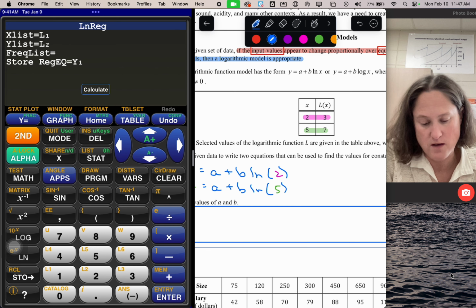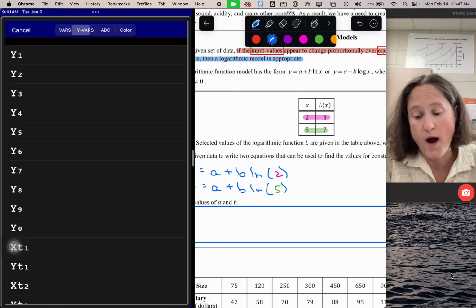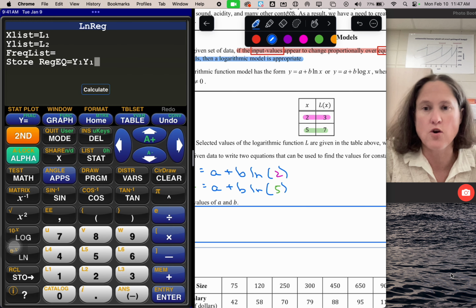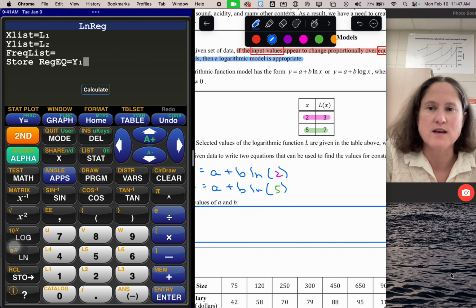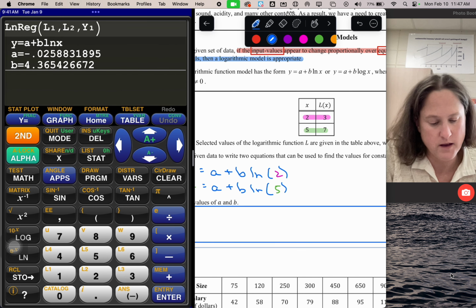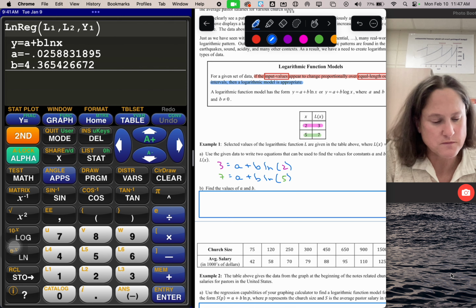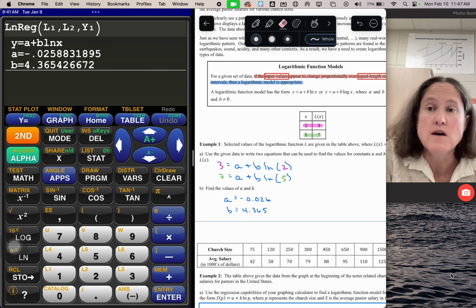So again, to do that, you go to vars, Y vars at the top, and then you click your Y1. I'm going to delete that because I only want one of them. And then we just press our calculate button. So you will notice that we should get our A value of negative 0.026 approximately, rounded to the nearest thousandths, of course. And then our B value should be approximately 4.365.